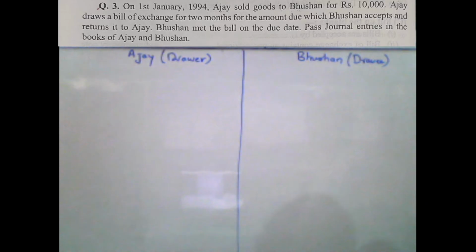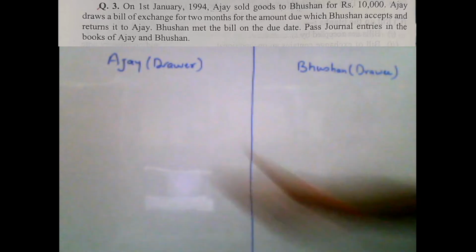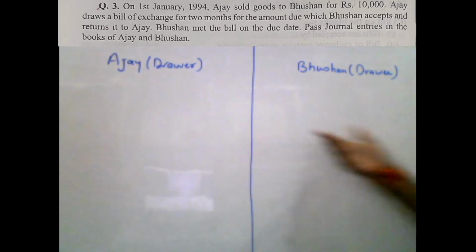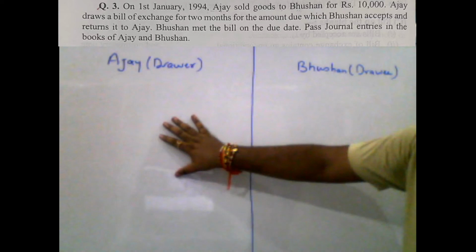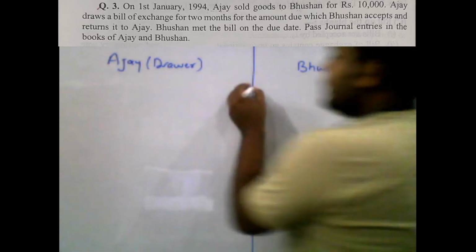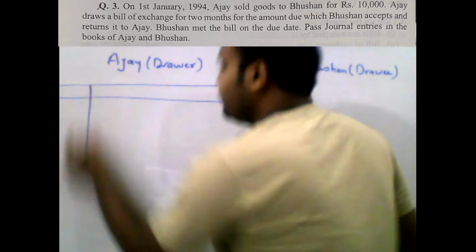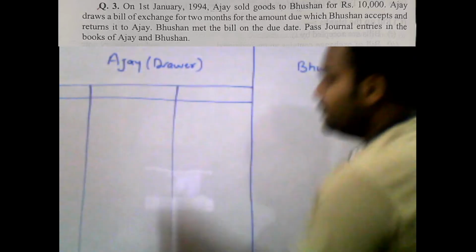And after that you will pass the journal entries. So you know that on 1st January 1994 अजय ने गुड्स सोल्ड किया और भूषण ने गुड्स को परचेस किया. अगर अजय सोल्ड करेगा गुड्स को तो यू नो वेरी वेल भूषण इज अ परचेजर. सो फॉर रिकॉर्डिंग दीज ट्रांजेक्शन इन द बुक्स ऑफ अजय, फर्स्ट ऑफ ऑल वी मेक द प्रॉपर फॉर्मेट ऑफ जनरल, एंड यू नो वेरी वेल व्हाट इज द फॉर्मेट ऑफ द जनरल.